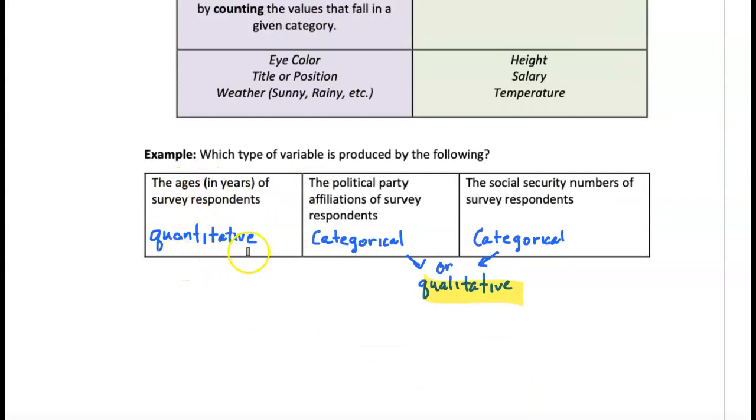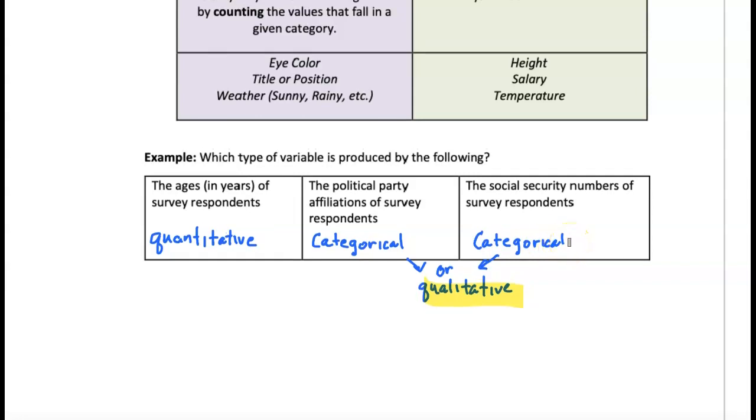The first one's quantitative. Your political party is categorical, or qualitative. And your social security number is a tricky one. It's a number, but the number doesn't have any value. I can't do any calculation on it, so technically it's what we call an identifier. So that would fall into a categorical value. It's qualitative. It's not a number that we can do calculations on.